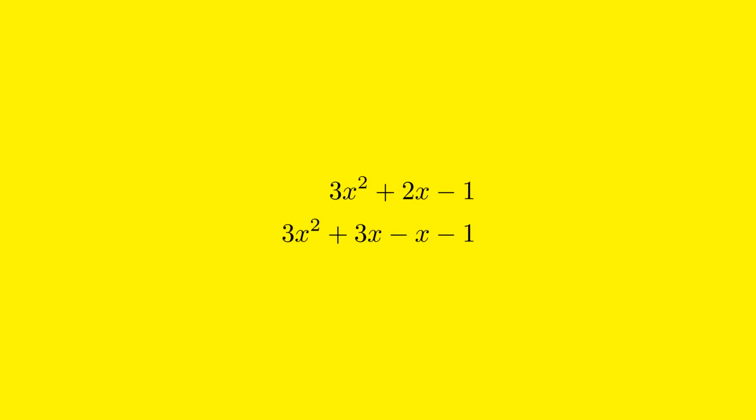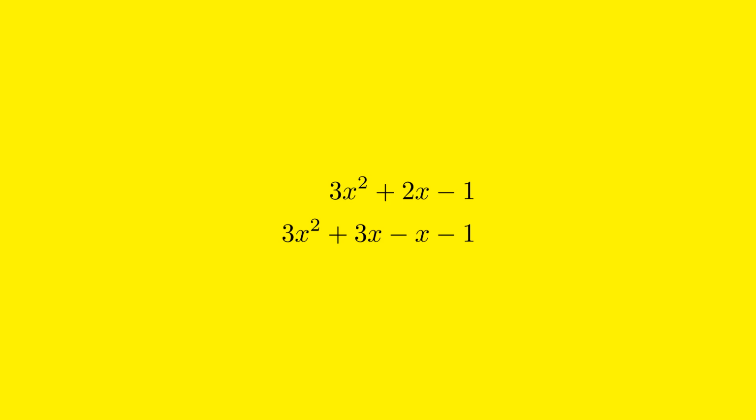First, we start with the quadratic equation 3x squared plus 2x minus 1. The goal in step 1 is to alter the expression to find the factors of the quadratic equation. To begin, we need to multiply the coefficient of x squared, which is 3, by the constant term, which is minus 1. This results in minus 3.